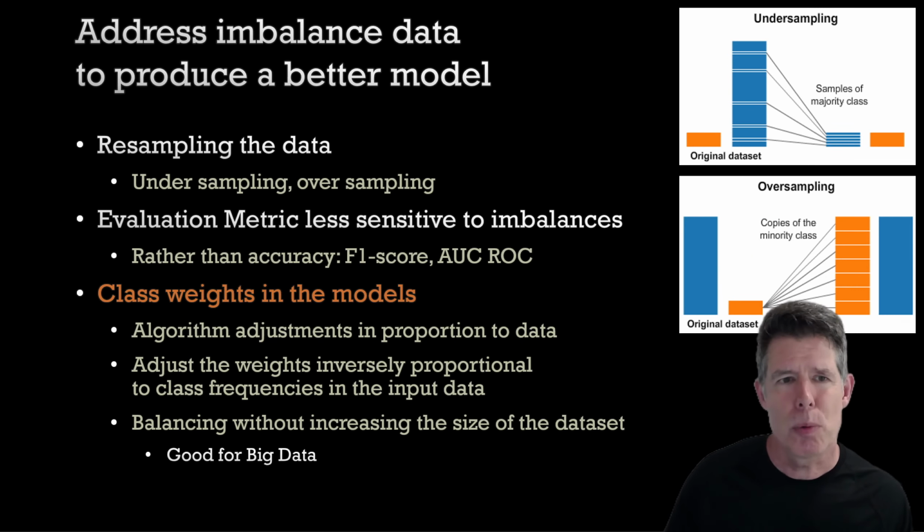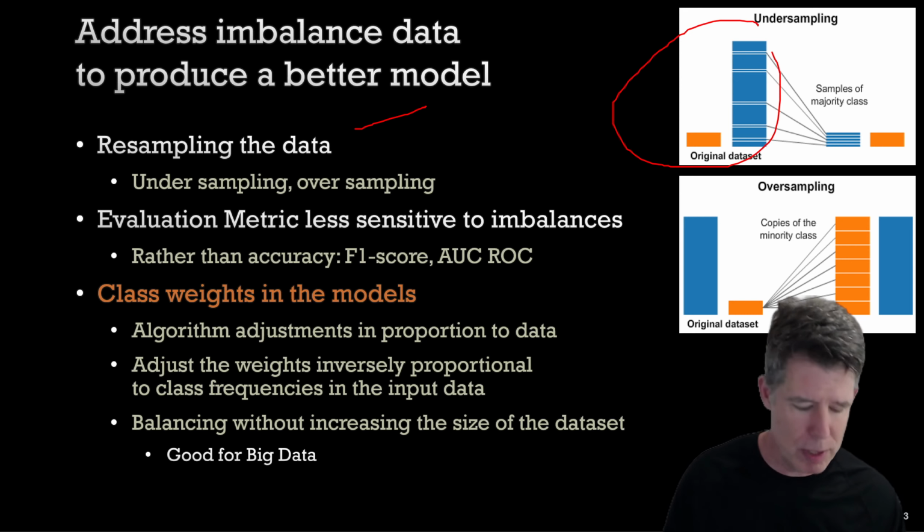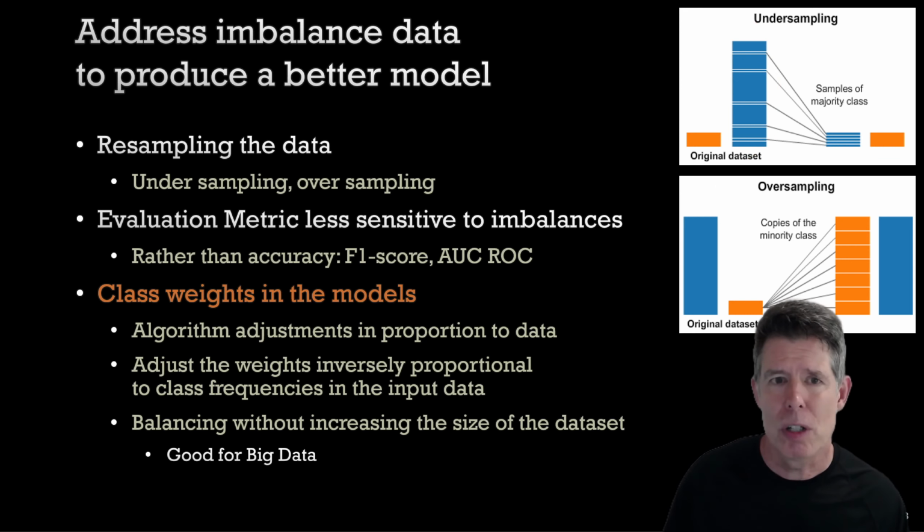So the idea is we're going to modify the data or modify the algorithm in some way so that it produces a better model. So there's a couple ways. One is to resample the data. So on the right here, I've got a bunch of data and I've got lots of blue. So I'm going to reduce or undersample so that I get an even amount of blue and orange data.